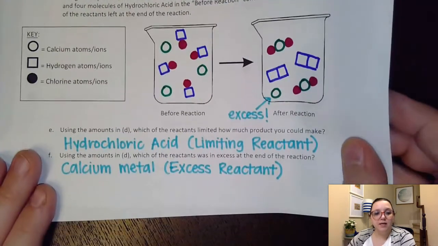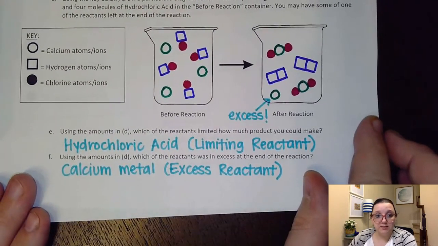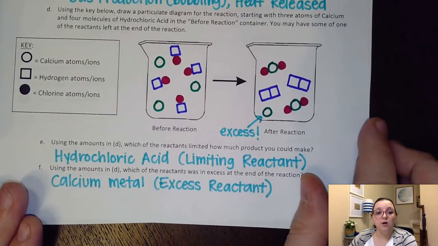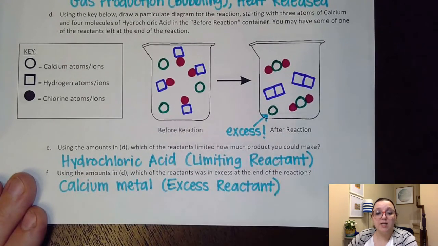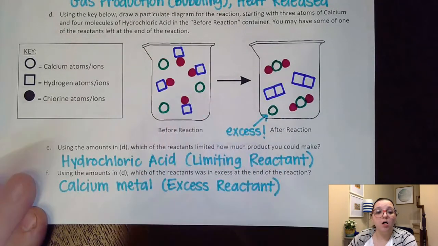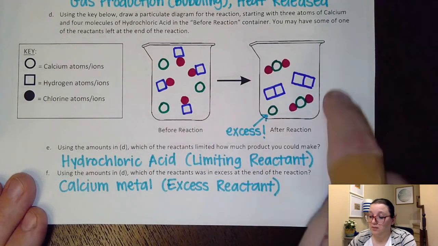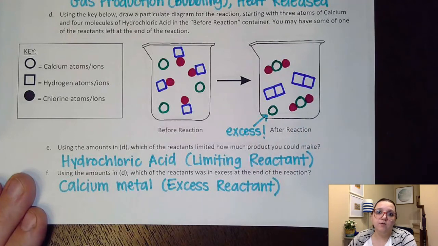All right, so then it says, hey, using the amounts in D, so our previous question there, which of the reactants limited how much product you could make? Well, I used up all of the hydrochloric acid in order to make these products over here. There's none of it remaining at the end. And so therefore that would be what we consider our limiting reactant.